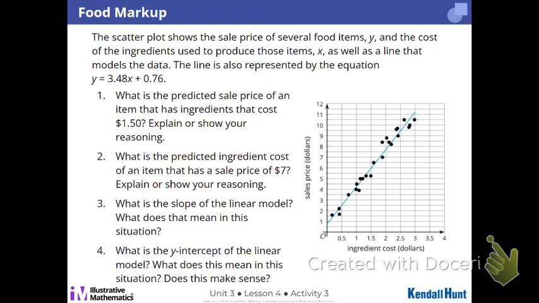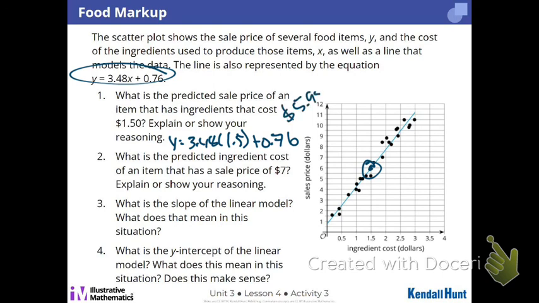Let's go. I notice a lot of people using the graph, and the graph is a great, quick visual. What's going to be more precise, though, is our equation up here. So when it says, what's the predicted sale price of something that has $1.50 ingredients, I use this. If you looked on the graph and you got this point right here, that's fine too, right? But which one's going to be more precise? The equation, because with the equation, I got $5.98. You think you're going to see that 2-cent difference from the graph? You will not see that in the graph.